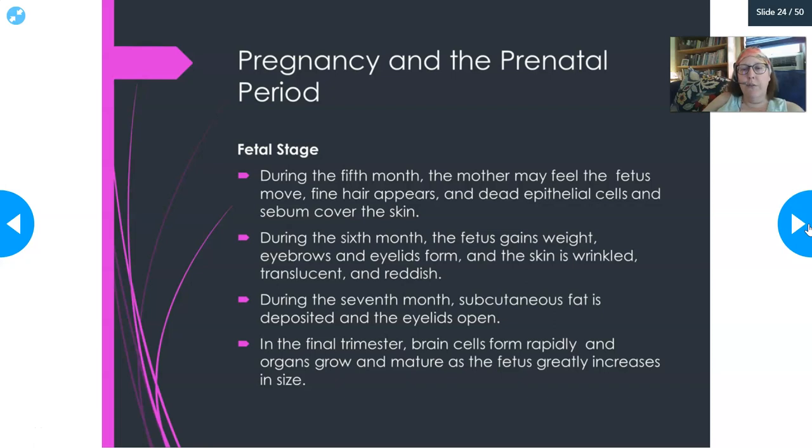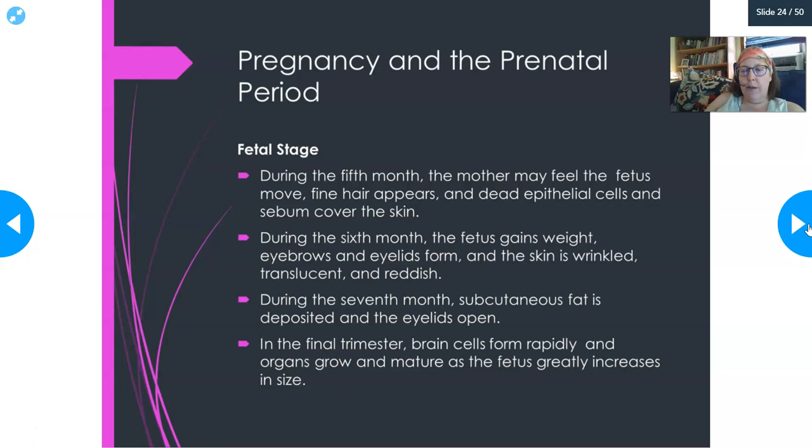During the 5th month, the mother can feel the fetus move, fine hair appears, and dead epithelial cells and sebum cover the skin. So they have this covering, which is very helpful for them, and we wash it off when they're born. During the 6th month, the fetus gains weight, eyebrows and eyelids form, and the skin is wrinkled, translucent, and reddish. During the 7th month, subcutaneous fat is being deposited and the eyelids open.